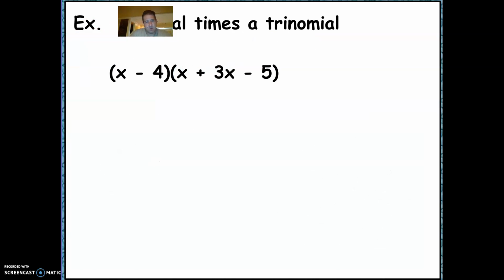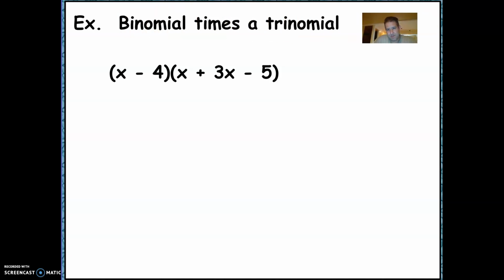We're going to continue doing pretty much the exact same thing I just showed you. Let me move myself so you can see me a little better. You're going to multiply this binomial times a trinomial. The reason this is a binomial is because it has two parts, this part and this part. And this is a trinomial. 1, 2, 3. It has 3 terms. Each term is separated by a plus or a minus sign.